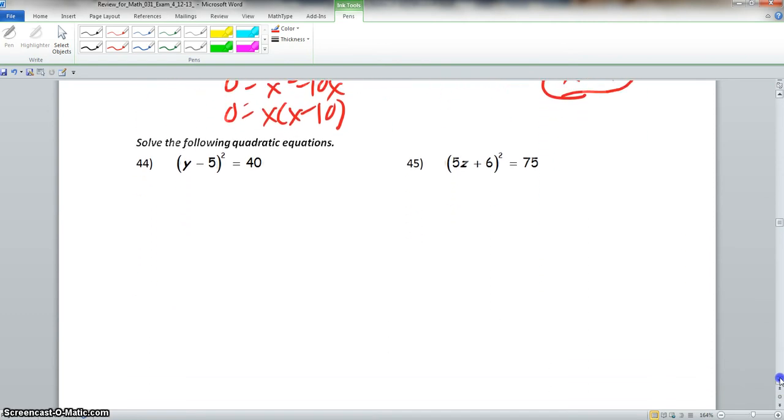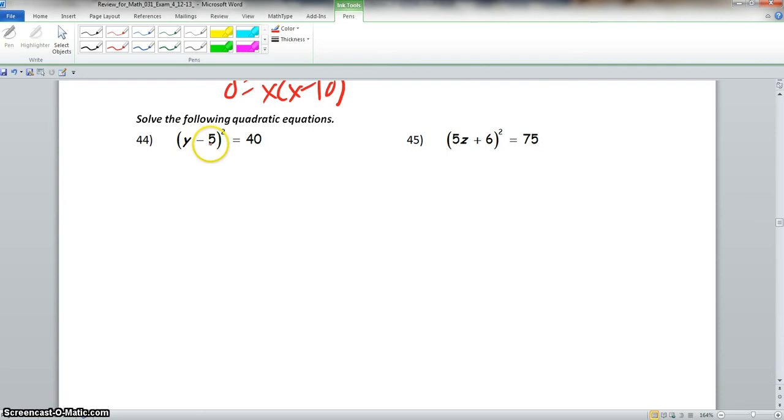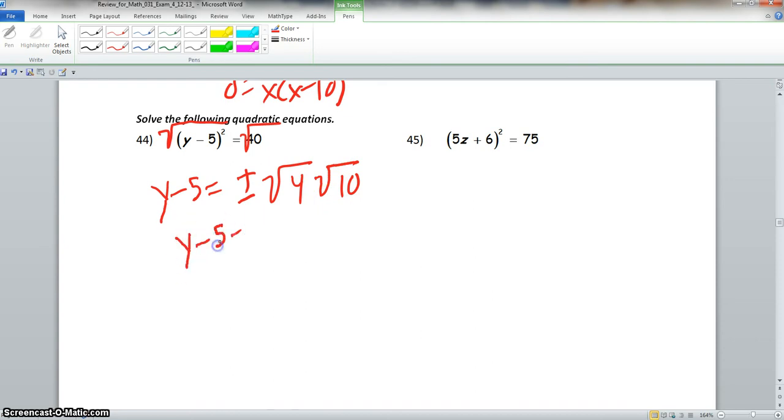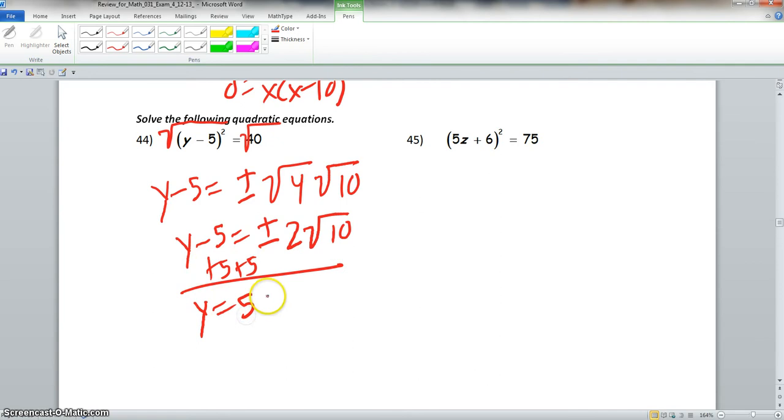Now we go down here to 44. We have parenthesis y minus 5, parenthesis squared equals 40. So we would take the square root of both sides of the equation, and we'll have y minus 5 is equal to positive or negative. We'll take the highest perfect square out of 40, which is 4. So that'd be square root of 4 times square root of 10. So we have y minus 5 equals positive and negative 2 square root 10. So we will add 5 on both sides, and our final answer is equal to 5 plus or minus 2 square root 10.